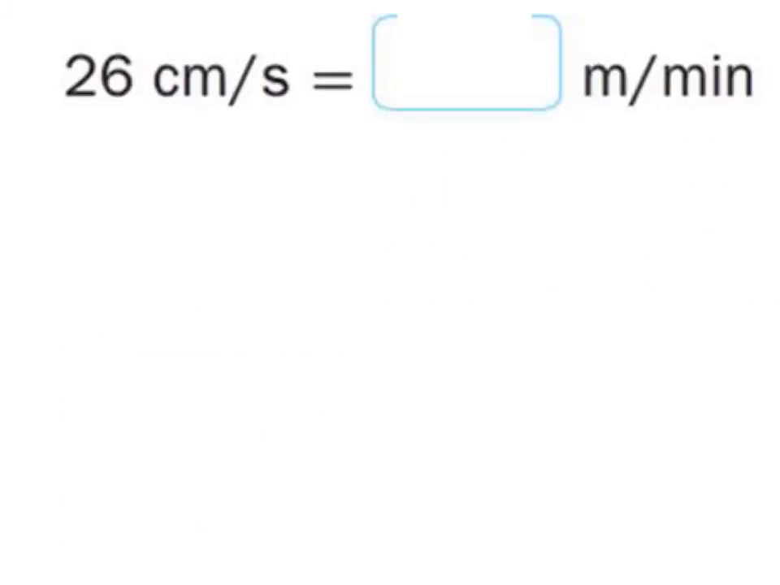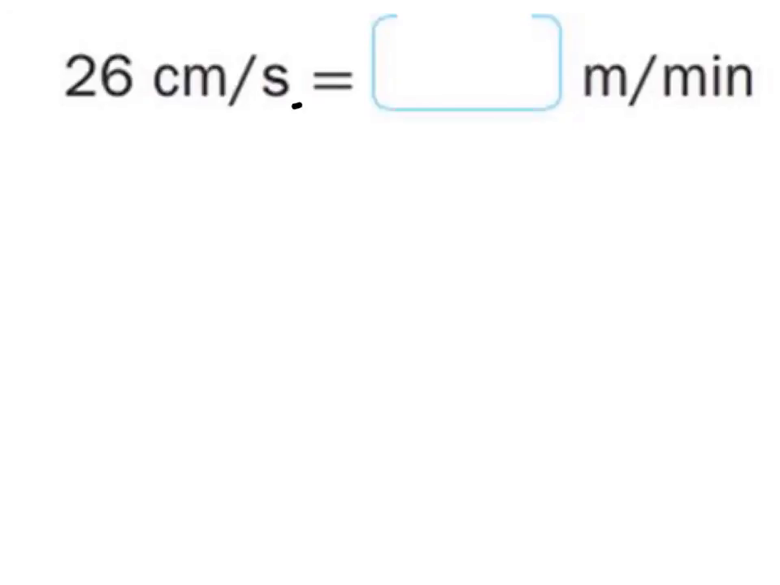People struggle with this one because now you're going from seconds, which is smaller than minutes, up to minutes. It's not a big deal. The concept is still the same. Also, you're going from something smaller like a centimeter to a meter, which is bigger also, okay? Let's do it.